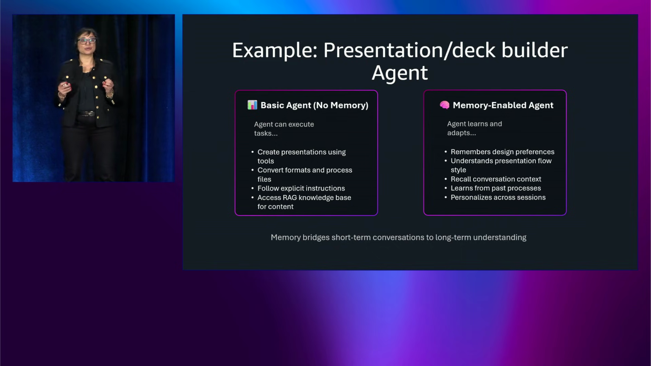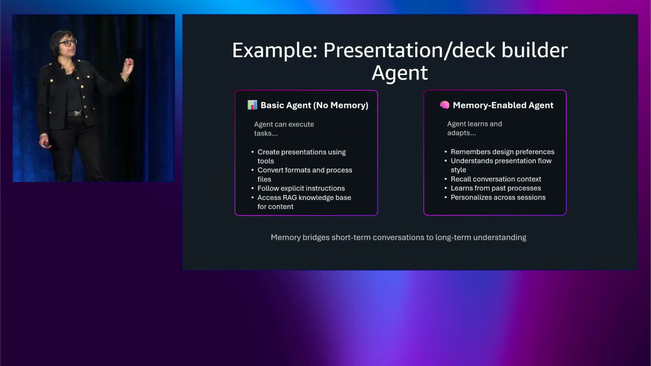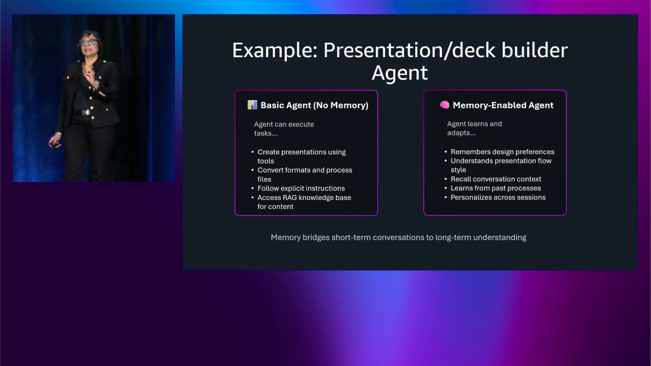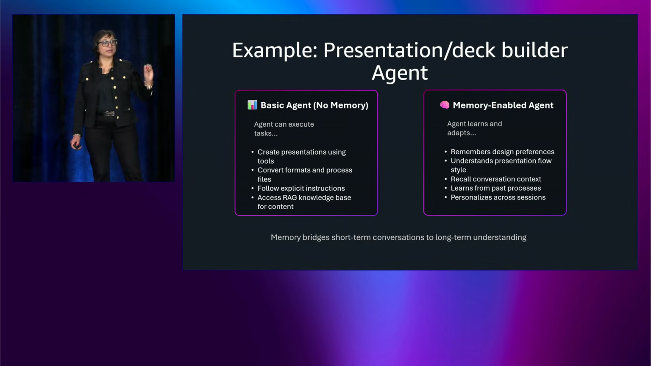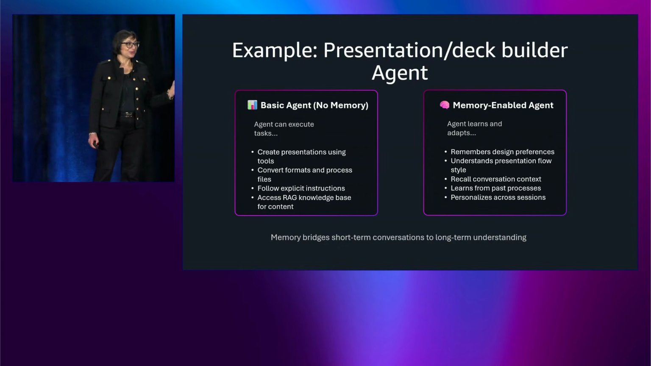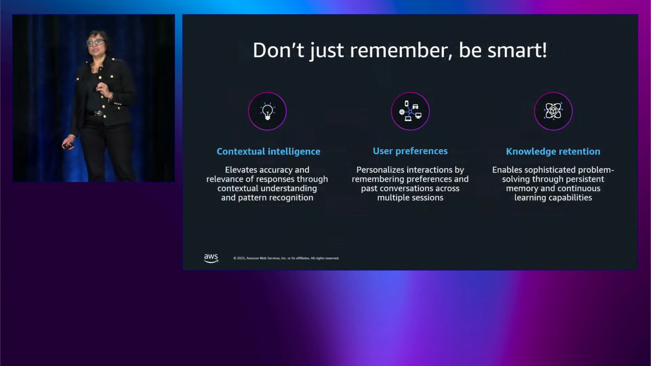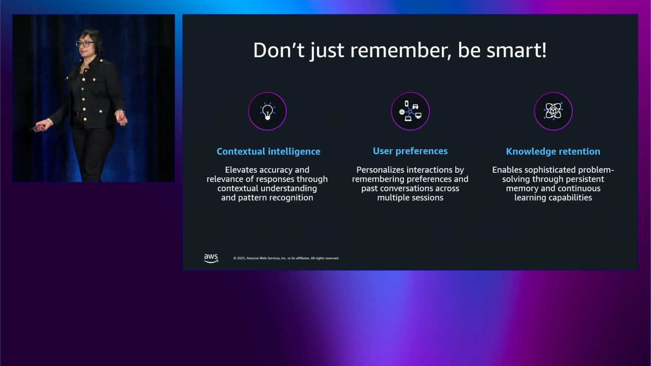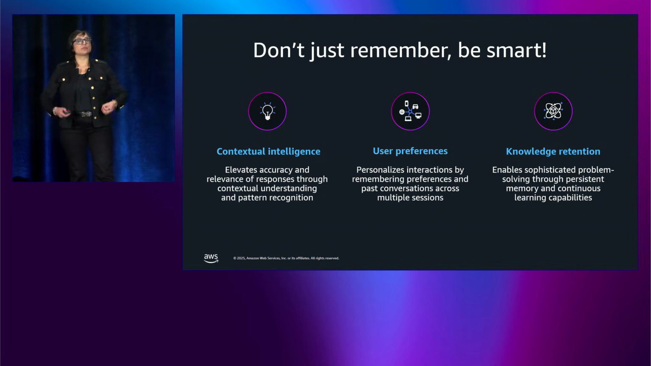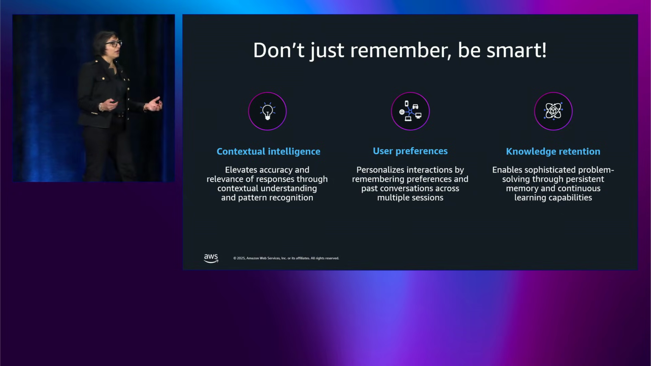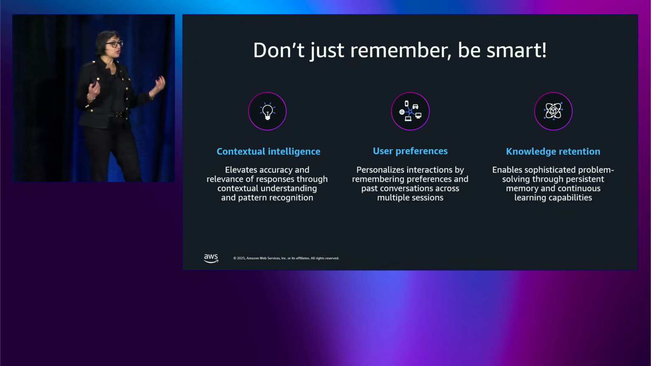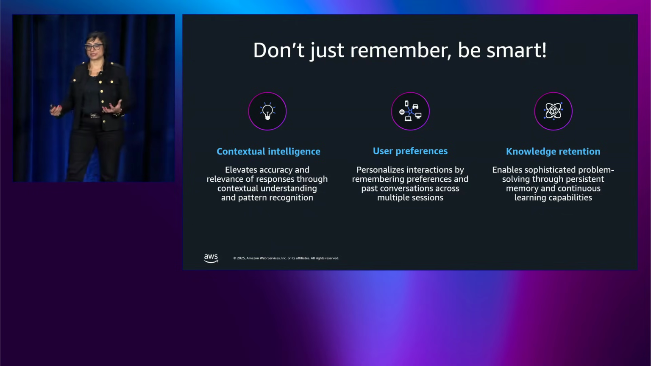So we have to make sure that the context we are providing to the agent helps it give responses in an accurate, reliable, and relevant way, and also gives a good customer experience. You don't just want your agents to remember stuff. You also want them to be smart, and they can only be smart if they're able to retain that knowledge, if they have the full context of your application or the job that you are asking the agent to accomplish.